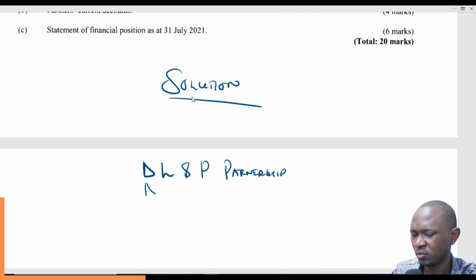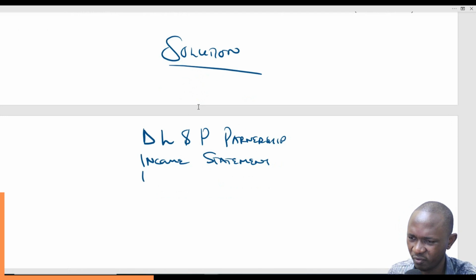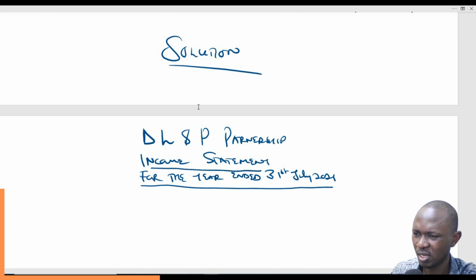and we'll go straight to the appropriation account. Let's call it income statement appropriation account. In fact, we can just call it income statement. There's no harm. Income statement, because income statement goes all the way to the appropriation account. Then for the year ended 31st July 2021. And then of course we underline this. This is our heading, so we need to underline.